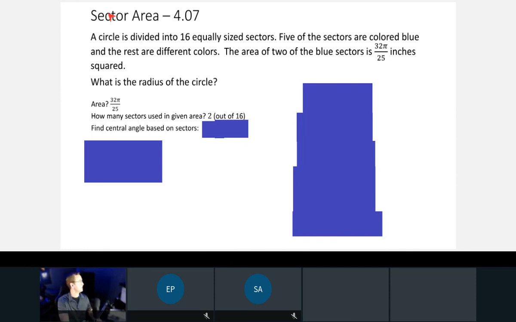Remember, a full rotation is 2 pi radians, but we only want 2 out of the 16. So I multiply 2 pi by 2 over 16, and we do the math and get pi over 4. So the radian measure of 2 sectors is pi over 4.